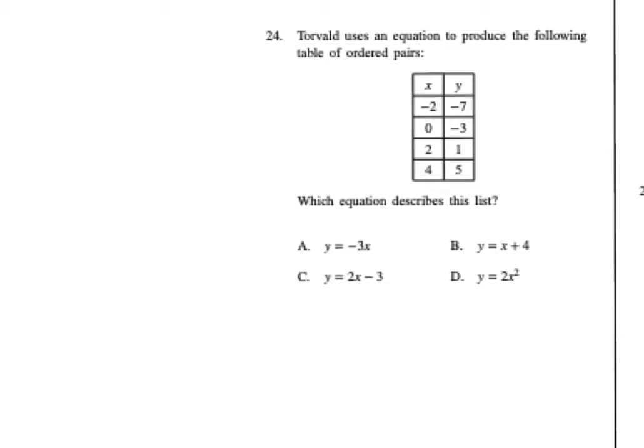I got this question here. Torvald uses an equation to produce the following table of ordered pairs, right? So we have this table with ordered pairs here. We got -2, -7, 0, -3, 2, 1, and 4, 5. And the question is, which equation describes this list, right? Well, one way to do it, you can just pick 2 points and plug them into those equations and see which one works.